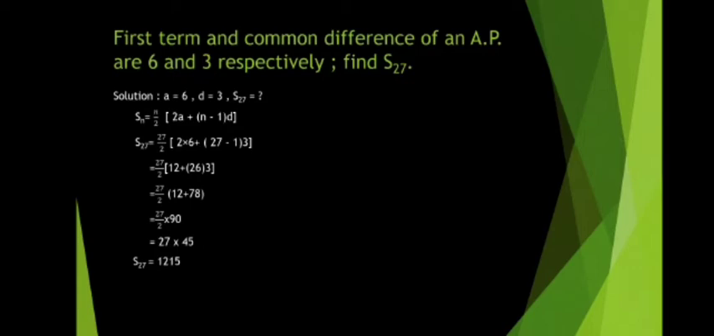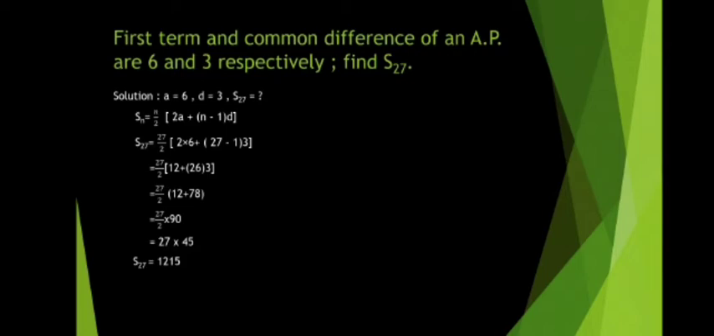As we know, the first term is nothing but a or T1. So a = 6. Common difference means d, so d = 3. And we want to find S27. Earlier we discussed the formula of Sn: n/2 [2a + (n - 1) d]. Here we know the three values of the variables, that is a, d and n. We'll substitute all the values.